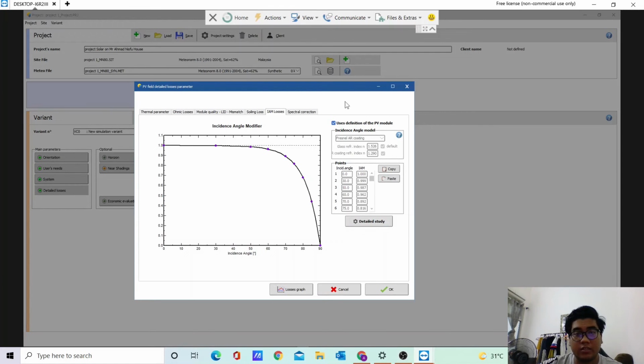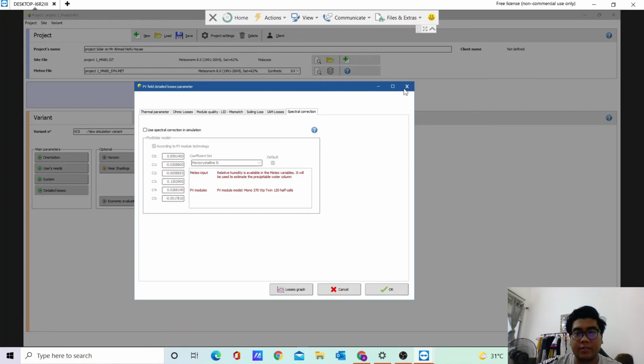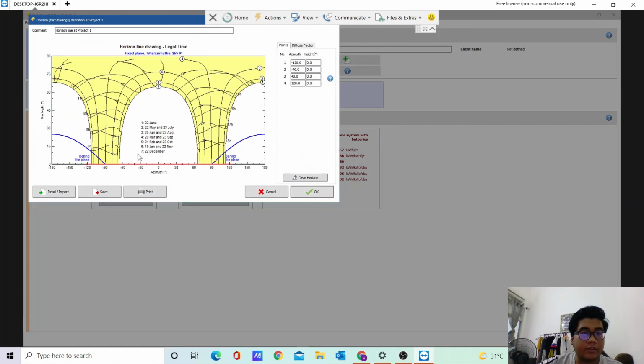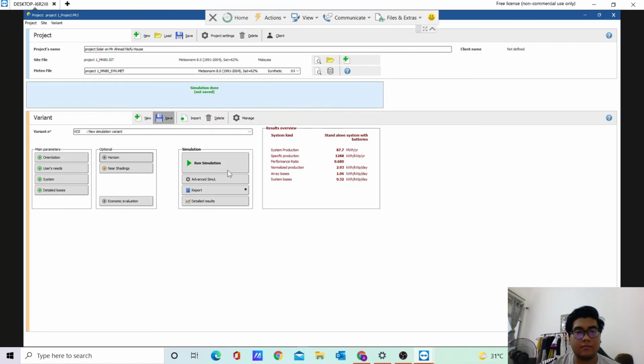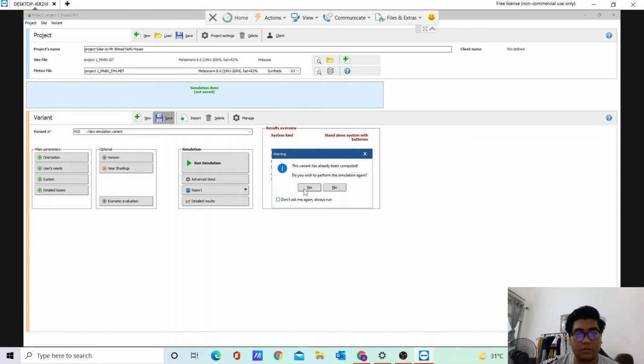And for the spectral correction, here's the spectral correction. And for the horizon, we can see the line drawing, legal time, fixed plane, tilt azimuth for 25 degrees. It's like this. And then after that, we can proceed to the simulation to run. So we can run the simulation.